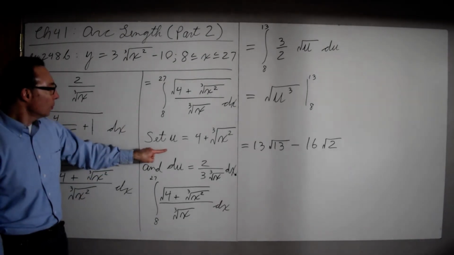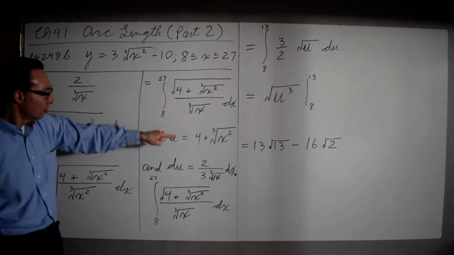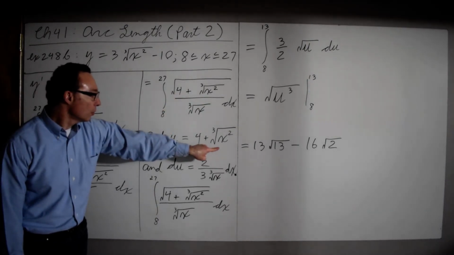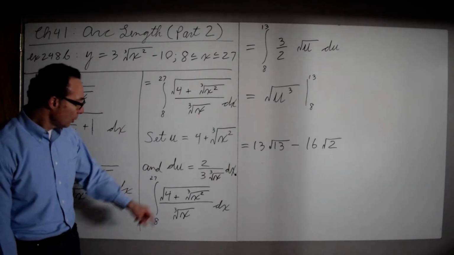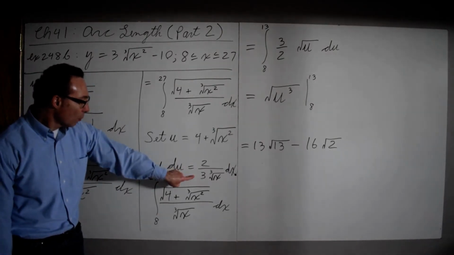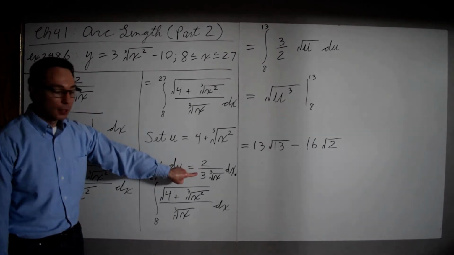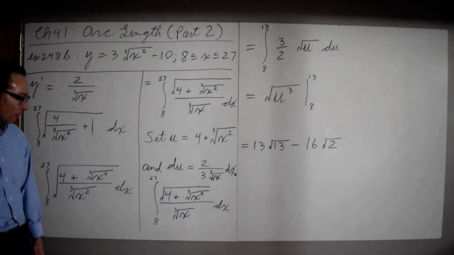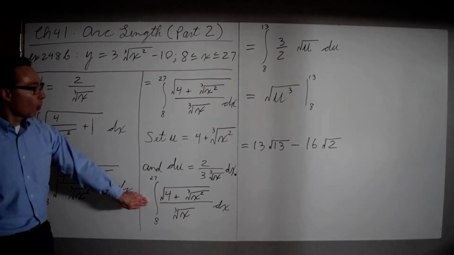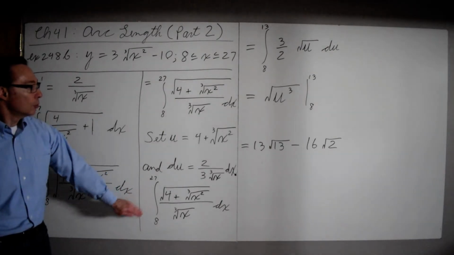So we set u equal to this expression, the 4 plus cubed root of x squared. That means the du is going to be 2/3 x to the negative 1/3, which we can write like this, 2 divided by 3 times cubed root of x. So this integral will apply substitution.